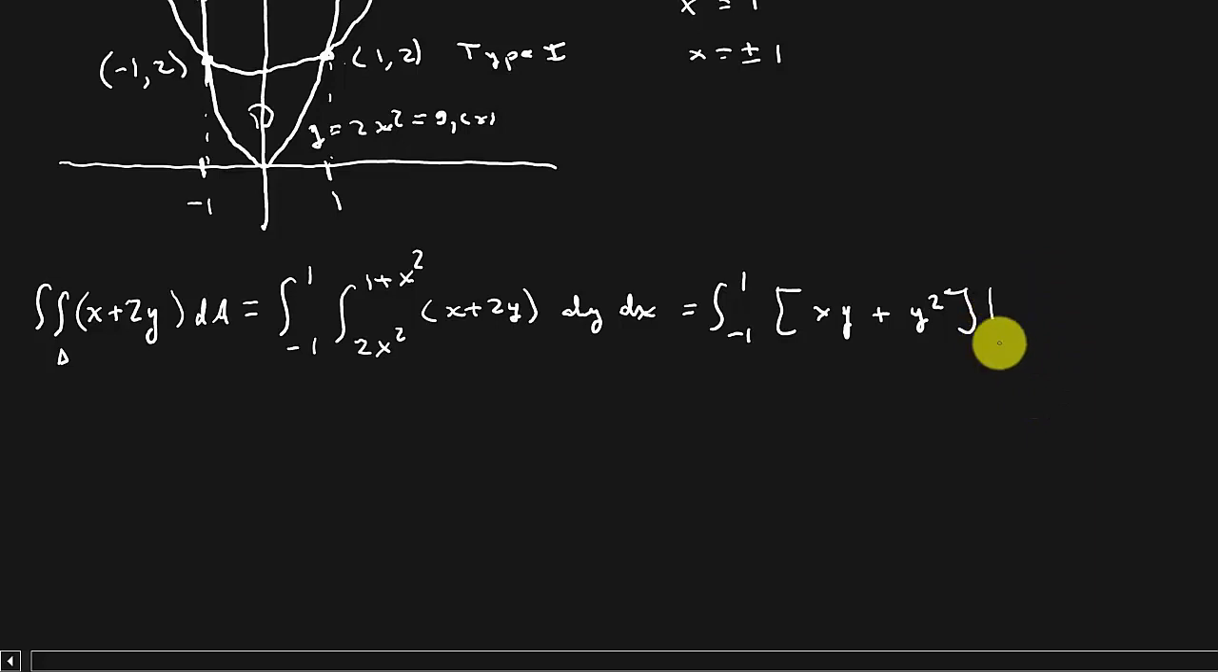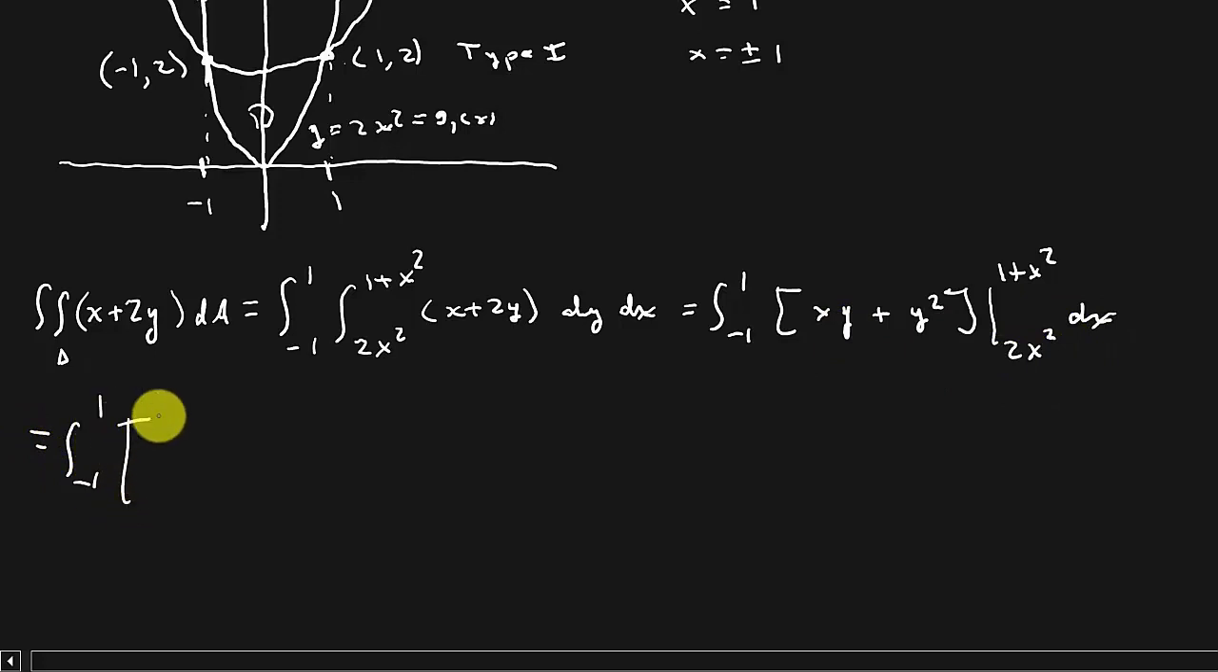And that's from 2x squared to 1 plus x squared dx. All right, so now we just evaluate this. We have to plug this in for y, and then minus, and then plug this in for y. And so that's going to be -1 to 1.